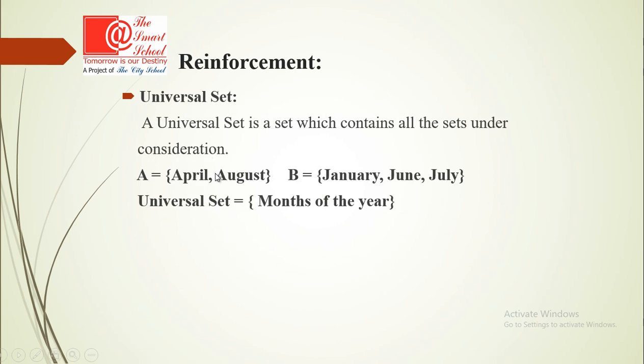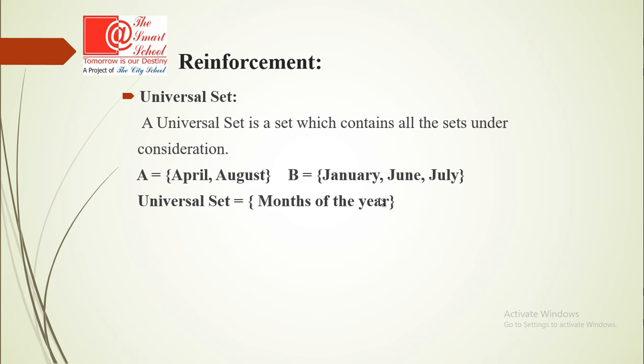Suppose, I think it will be more clear to you when we consider an example. Like set A has elements April and August, and set B has elements January, June and July, and the universal set is months of the year. So all the members which could be part of any of the sets related to months of the year, and their universal set will be this. Okay, so I hope that you remember what universal set was and why I am discussing this.